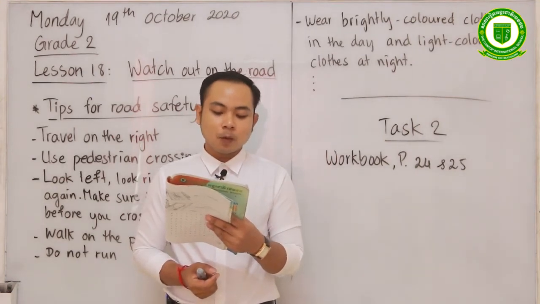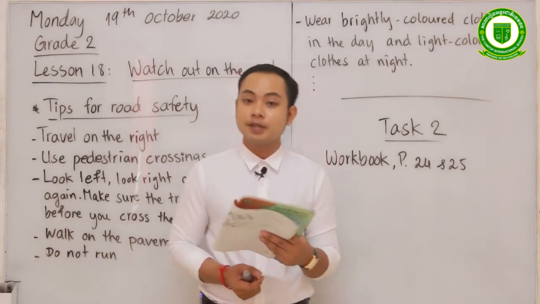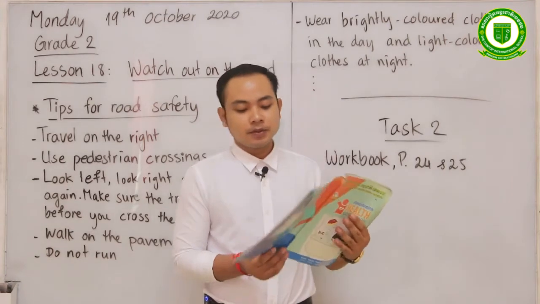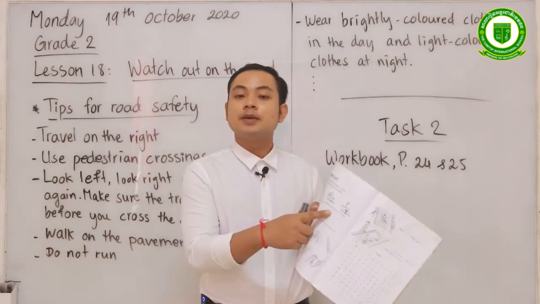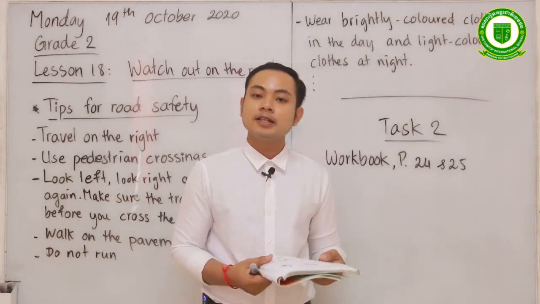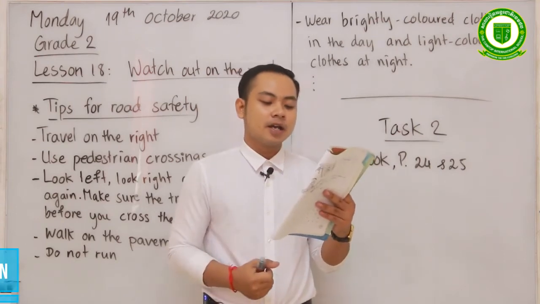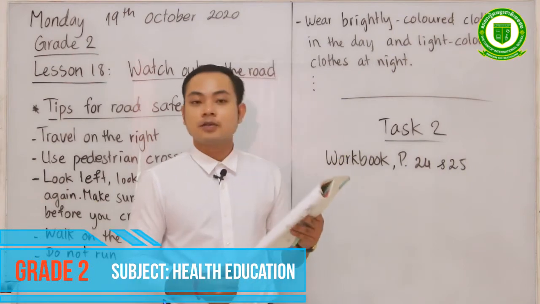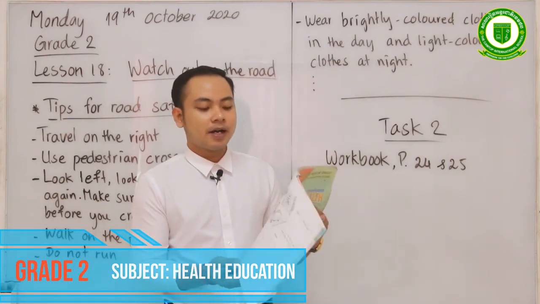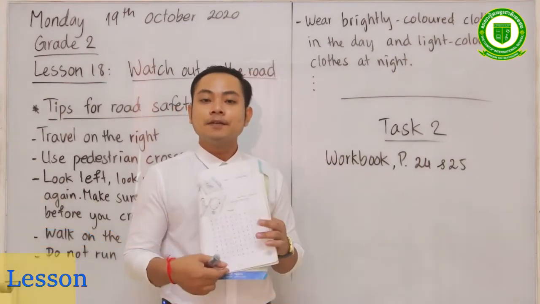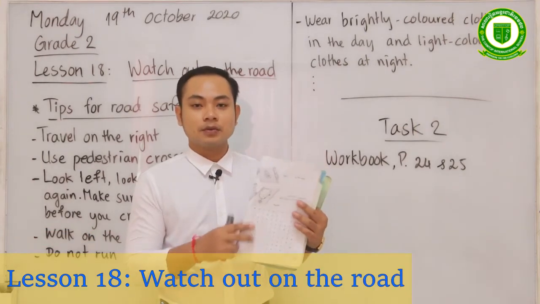Search for missing words in the puzzle and then circle them. So first you have to look at the sentences below. Like the sentence number 1, use blah blah blah crossing when you need to cross the road. Look at the picture and then find it. Alright, and you have to find the words in the puzzle right here.